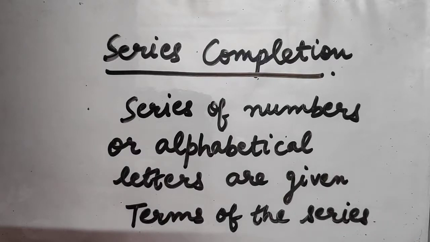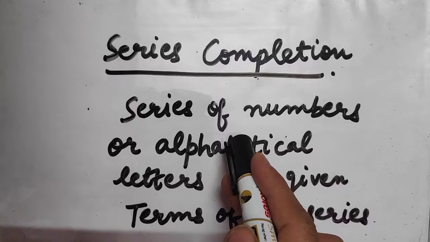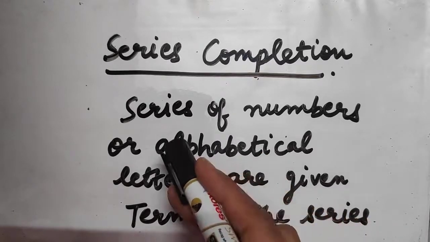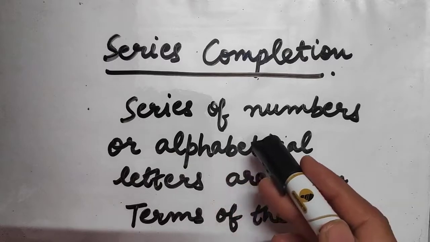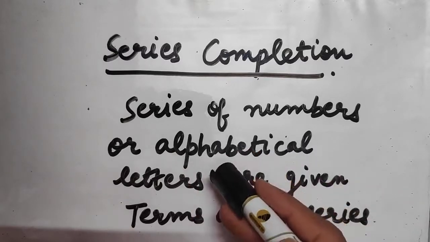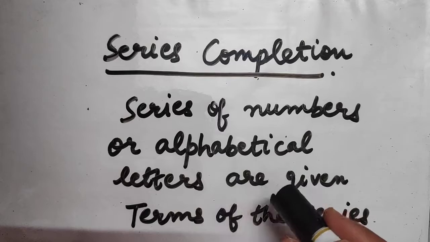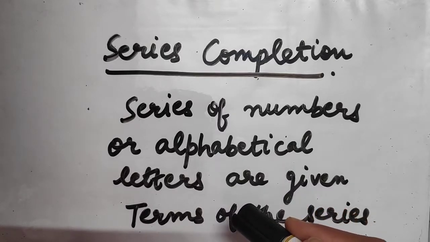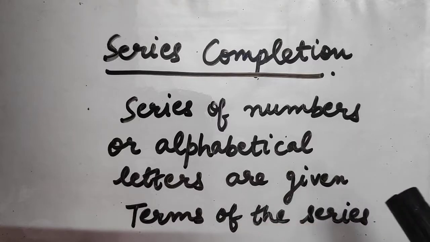And what are we supposed to do? These terms basically follow a certain pattern throughout, and we are supposed to recognize the pattern and complete the series with the most suitable alternative. So dear children, basically we need to find the pattern, whether it is a number series or an alphabetical series, and then complete the given series with the most suitable alternative. So let us get started with the assignment solutions.